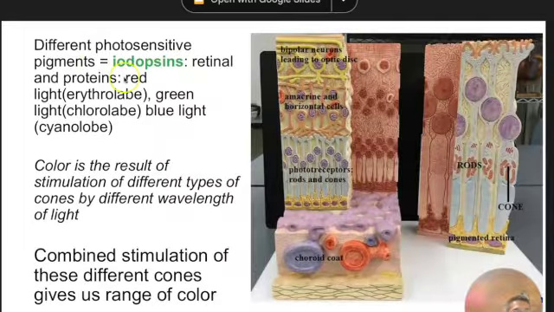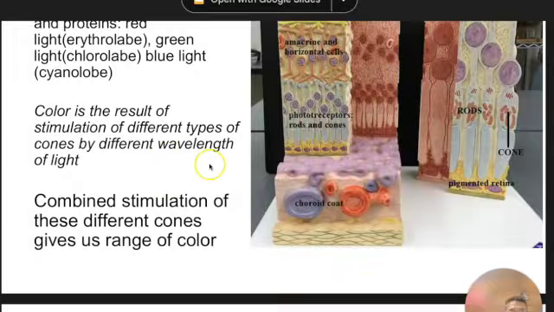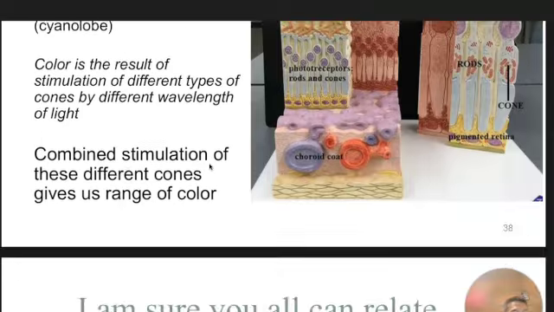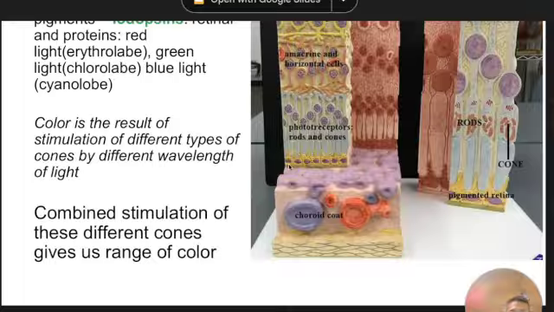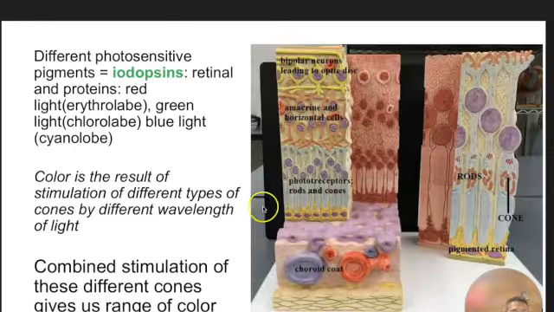Different photosensitive pigment, iodopsin. Remember red, green, and blue. Color is the result of different types of cones responding to different wavelengths. Combined stimulation of these different cones gives us a range of colors. So there are different shapes. So here are some cones and some rods. In the lab, we'll see them.